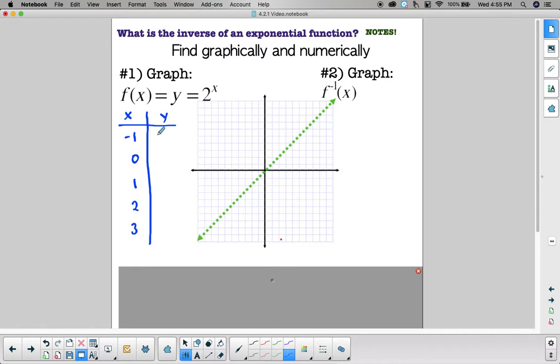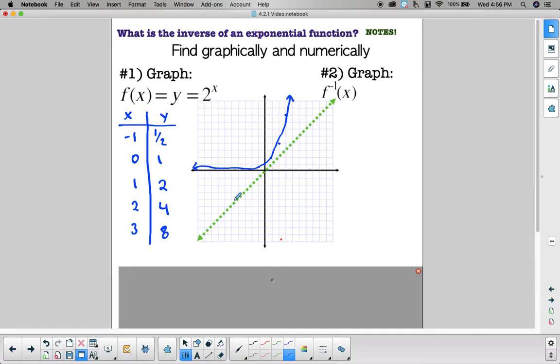2 to the -1 is 1/2. 2 to the 0 is 1. 2 to the first is 2. 2 squared is 4. 2 to the third power is 8. And I can graph these points. At -1, I go up 1/2. 0, 1, over 1 up 2, over 2 up 4, over 3, and I go up 8, which I'm going to guess is here. And I end up with this exponential growth function that looks like this.